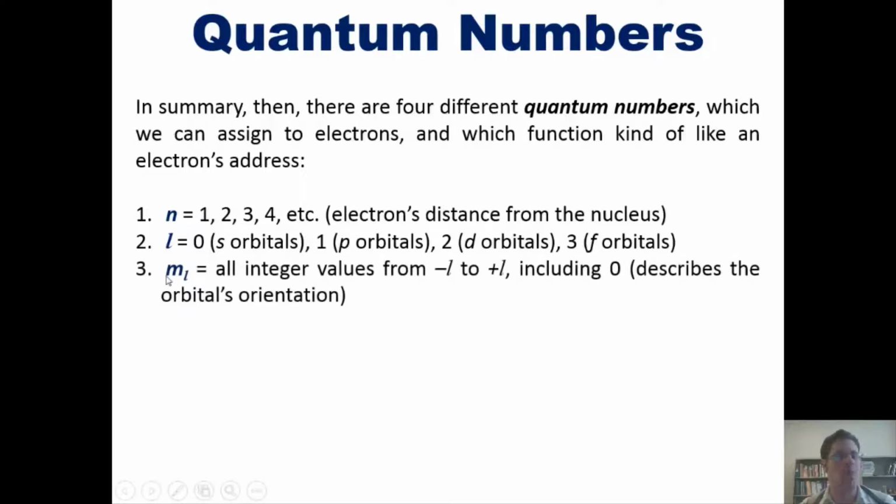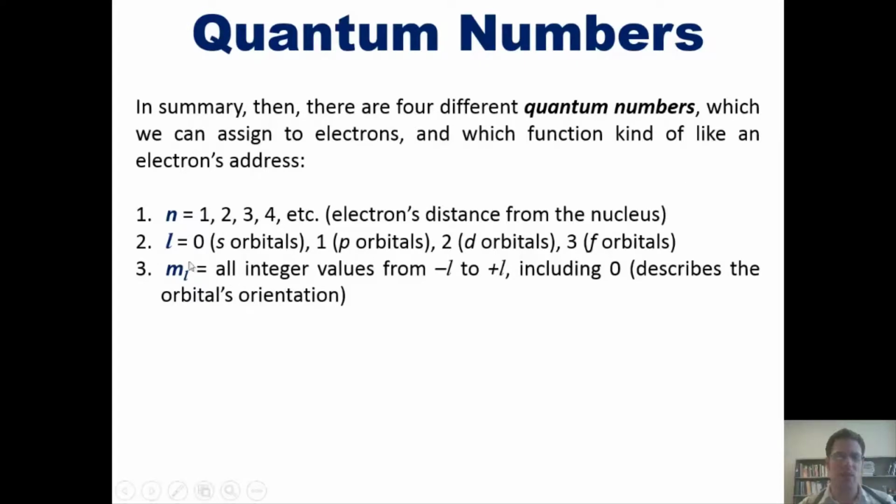Third is the m sub L, or magnetic quantum number. This is equal to all integer values from negative L to positive L, including 0. This describes the orbital's orientation, or which kind of that type of orbital we're talking about. For example, if I've got a p orbital, it has an L number of 1, which means that it can have an m sub L number of +1, 0, or -1. Each of those 3 numbers corresponds to a different orientation of a p orbital around the nucleus. One straddling the x-axis, one straddling the y-axis, and another straddling the z-axis.